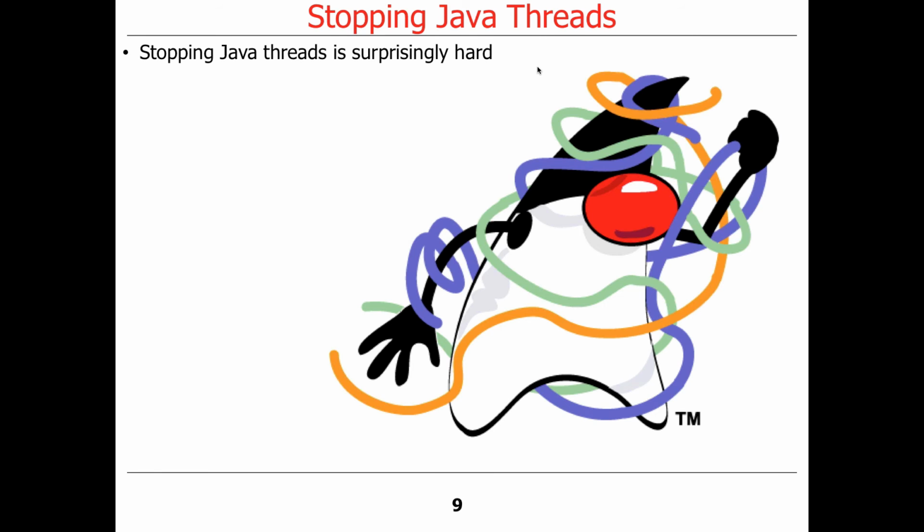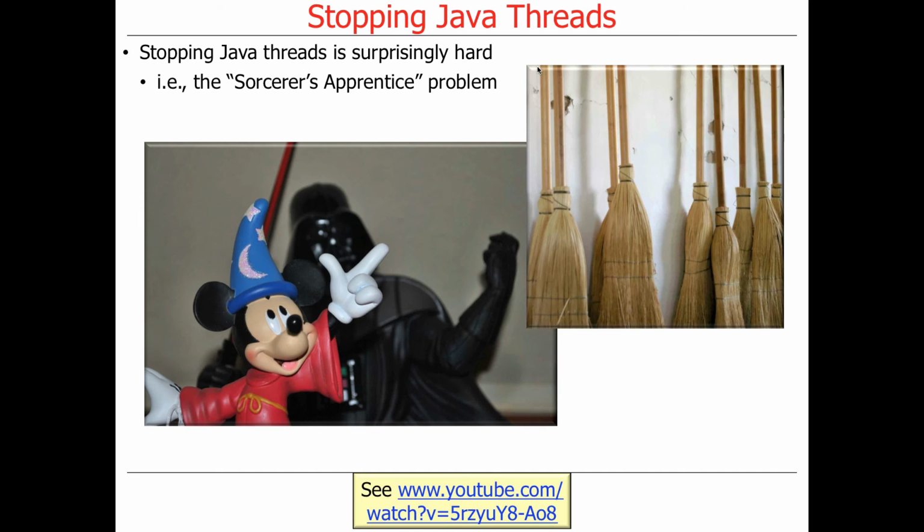Now, it turns out, interestingly enough, that stopping Java threads is surprisingly hard. I like to call this the sorcerer's apprentice problem. If you've never seen the classic Disney movie Fantasia, you should watch it. I think if we're still lucky, if the intellectual property police haven't come along and gotten rid of it, if you go to this link, you can find out about Fantasia. It's a great animated film made a long, long time ago, but it's still cool. It's back when they used to draw every frame by hand, so you can imagine how long it took.